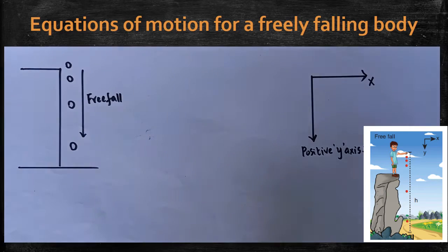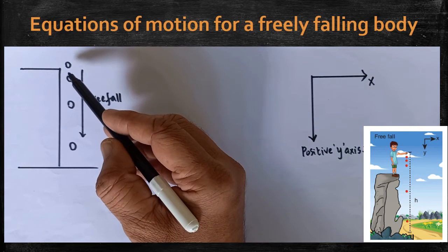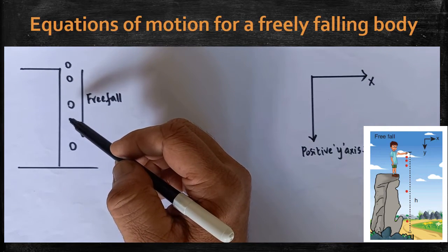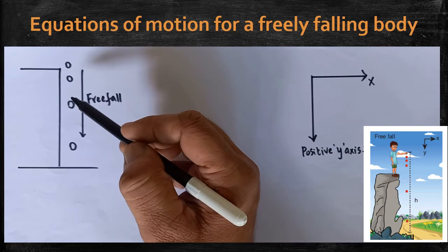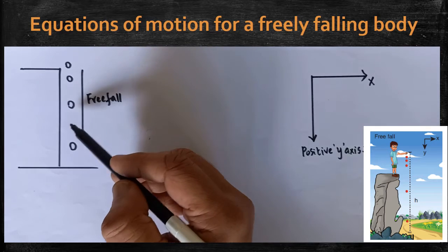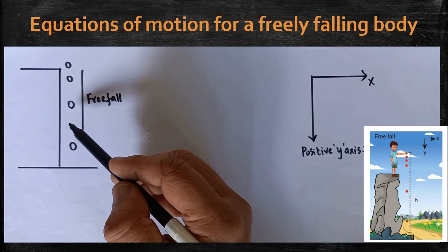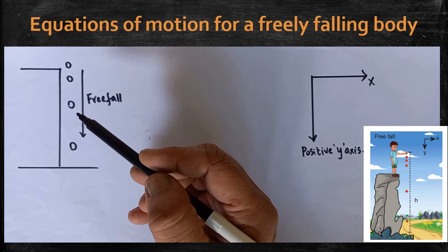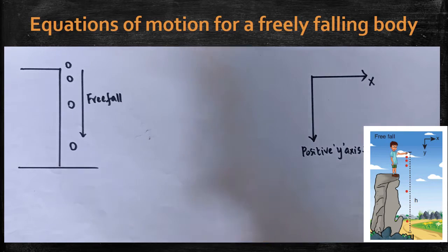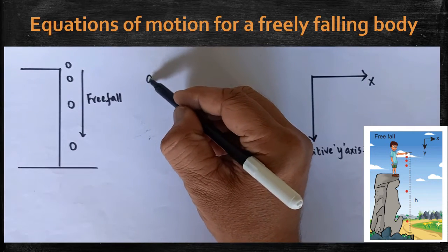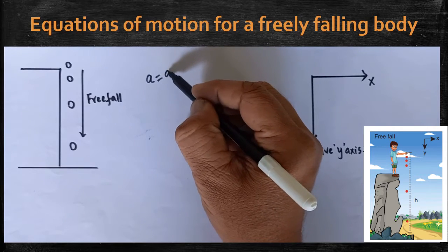Whenever the object is falling freely, what will happen? It will experience acceleration. That acceleration is purely due to gravity, and therefore it is called acceleration due to gravity. Are you clear? So, a can be replaced by g.